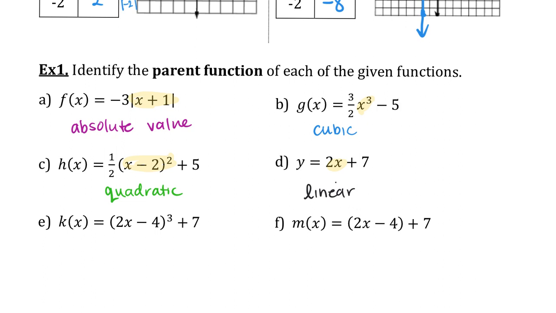Let's look at E. y equals the quantity 2x minus 4, cubed. When I see the x is somehow being cubed, I'm going to go cubic. Okay, last one, F. m of x equals the quantity 2x minus 4, plus 7. Are we doing anything to the 2x minus 4? No. I'm timesing it by 2, but I'm not squaring it. I'm not square rooting it. I'm not cubing it. So this is still linear.